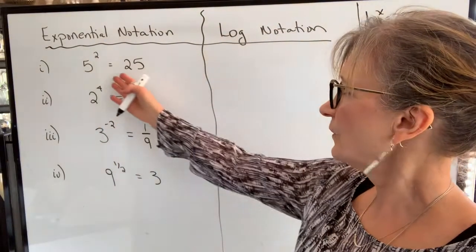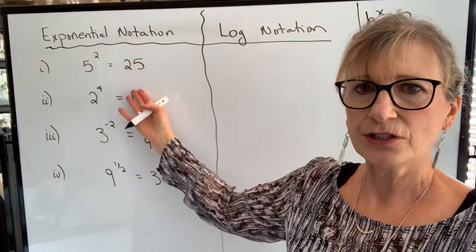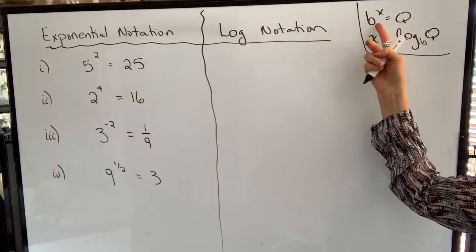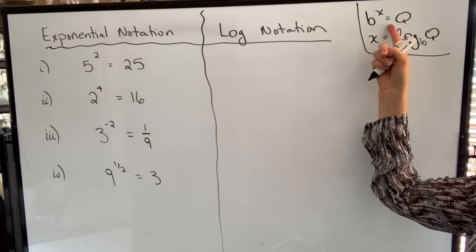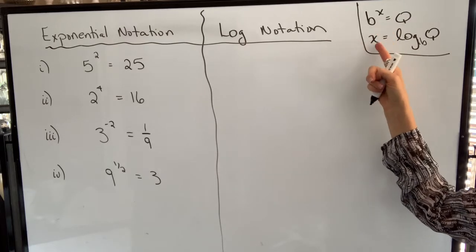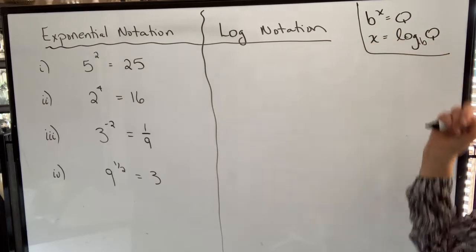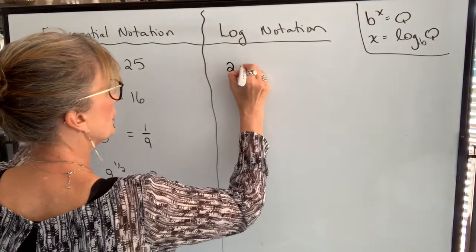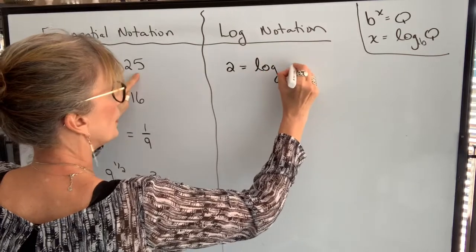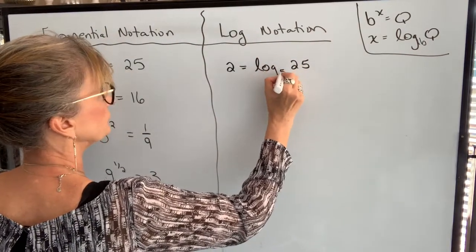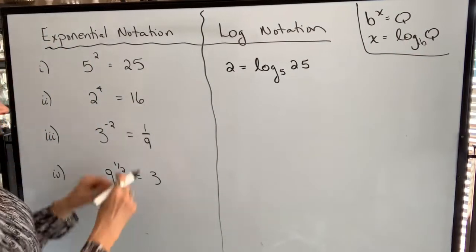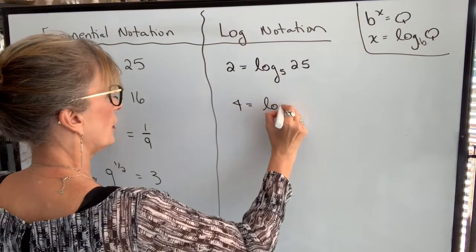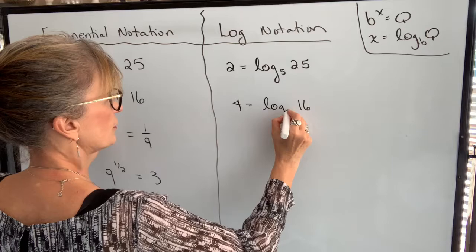So I have 4 examples here of exponential notation. We're going to write the same relationship, but we're going to write it in log notation. And I've just written here, remember b to the x equals q, that's our exponential notation. And the way we can rewrite this is x will equal the log of q base b. So in our first example, we would say the exponent, which is 2, will be equal to the log of the quantity 25 base 5. Second example, same thing. We would say the exponent, which is 4, will be equal to the log of the quantity, which is 16 base 2.